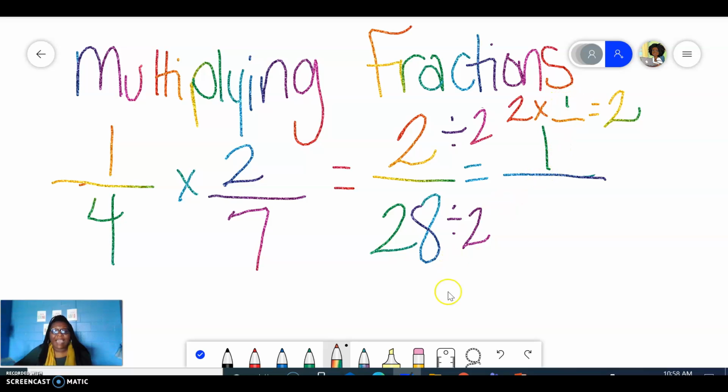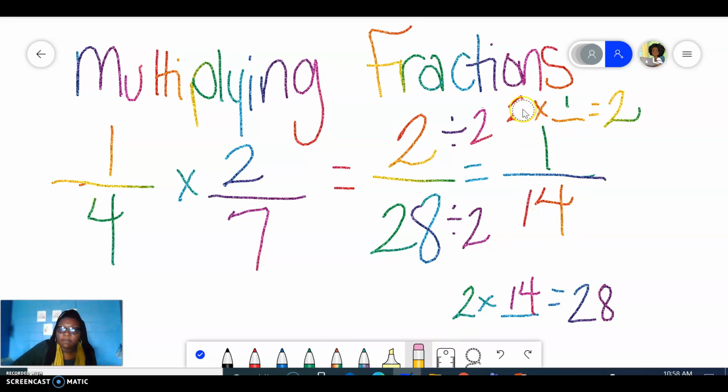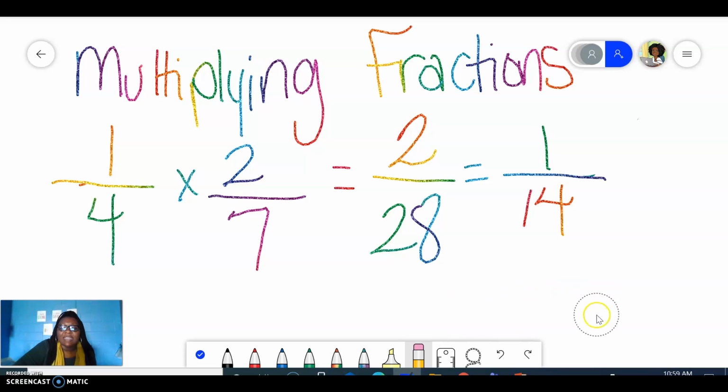Okay. 28 divided by 2. In other words, I'm asking 2 times what will equal 28. And if you said 14, you are correct. And so my simplified answer here is 1/14. In other words, 1/4 times 2/7 is 1/14. It was 2/28, but we had to simplify, okay? So that's our first example of multiplying fractions. Pretty easy, right? You know we're not going to keep it that easy.